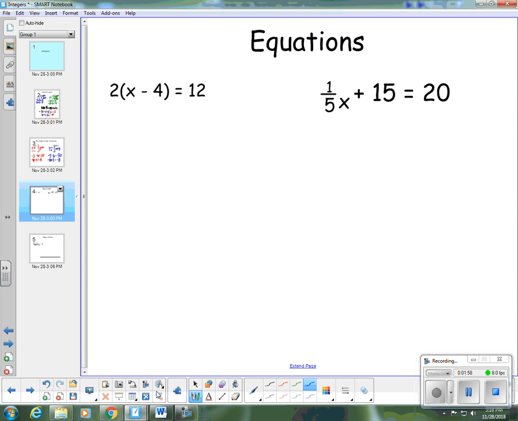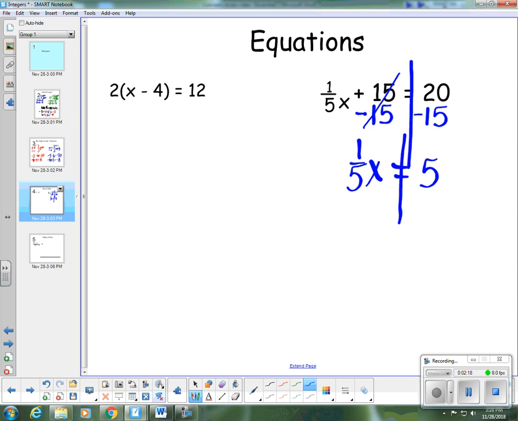Okay, let's look at this last one here. Reverse order of operations. So I would start with addition and subtraction first. I'm going to get rid of the positive 15 by subtracting it, and that cancels. What we do to one side, we do to the other. 20 minus 15 is 5. Bring down your equal sign, bring down the 1/5 times x. Now I'm going to get rid of the 1/5 that's being multiplied by x, and I do that by dividing by 1/5. That cancels. What I do to one side, I do to the other.